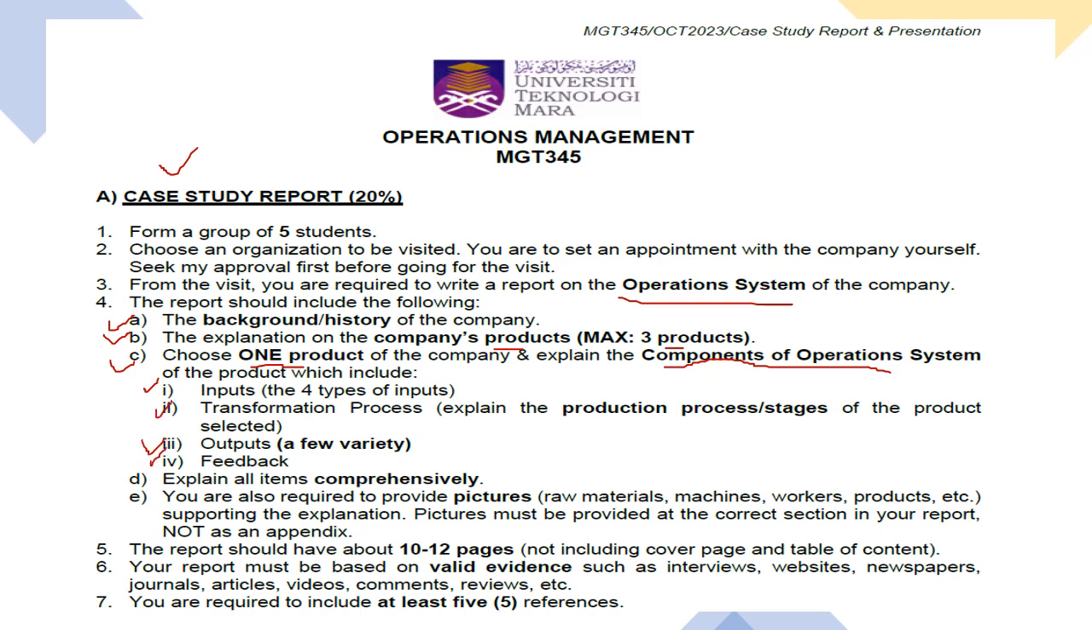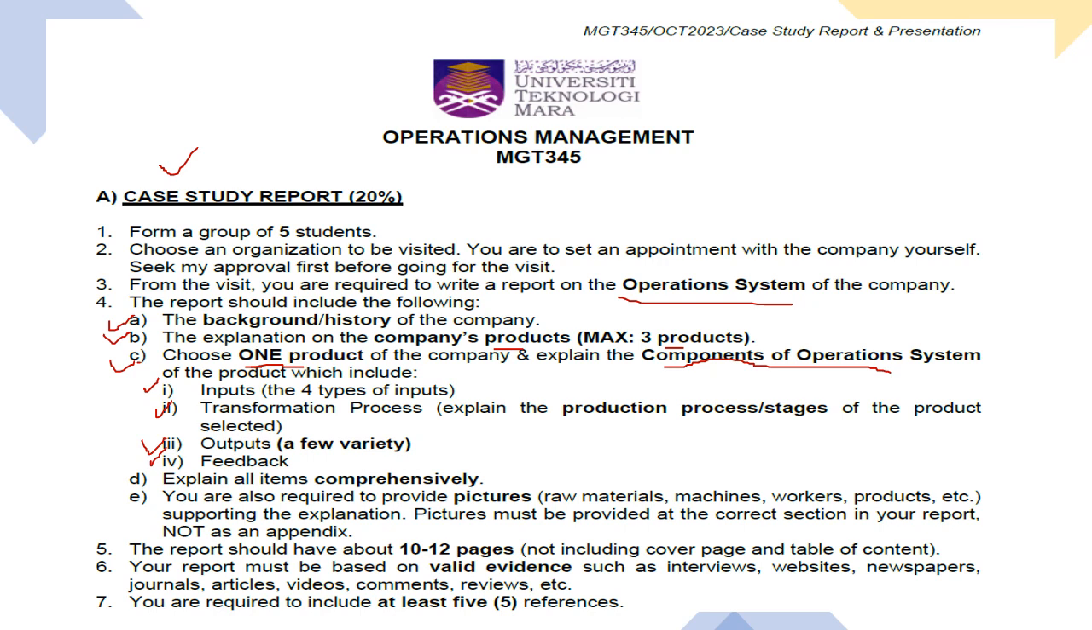So let's say the company that you want to have a visit to produce, let's say, shirt, bags, and shoes. Shirt, bag, and shoes. So you explain the 3 products, and out of the 3, for item C here, you choose one of the 3. Okay, it can be shoes or bags or shirt.